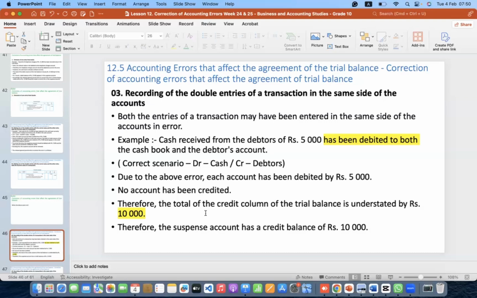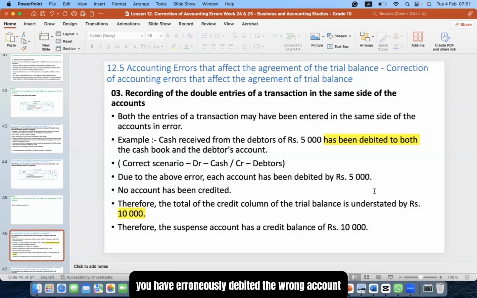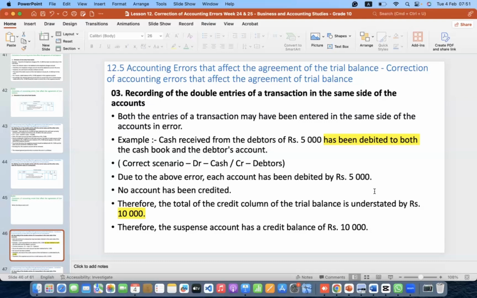In this particular scenario, where both accounts have been debited, the transaction amount is 5,000 but the difference becomes 10,000 because of two reasons. One reason is you have not credited it, so the difference is 5,000. The second reason is you have erroneously debited the wrong account. So that also has to be corrected. The erroneously debited amount also has to be credited. Right? So a difference of 10,000 is created.